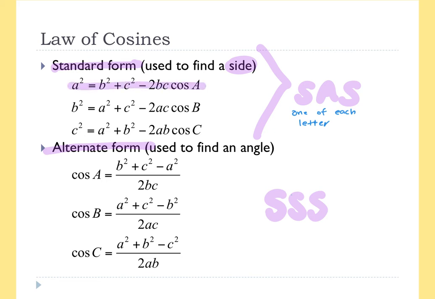For the alternate, when I'm solving it, if it's one of the standard forms, my answer is going to be a squared equals something. So that last step is going to be to square root both sides. And on the bottom, my answer is going to be cosine of A equals something. And so that last step is going to be cosine inverse, whatever it is. So that last step is either square root or cosine inverse. Square root if you're finding the side, cosine inverse if you're finding the angle.